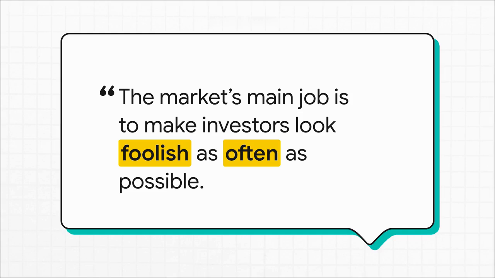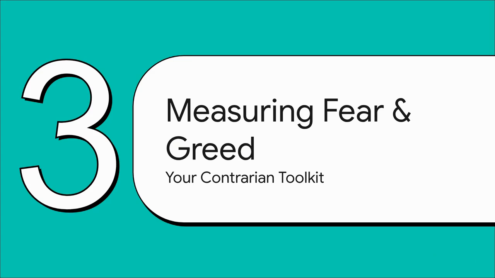And understanding that psychology is absolutely crucial. So, how in the world do you measure something as fuzzy as a mood? Well, we use some special tools that act as contrarian indicators. And all that means is that we're looking for those moments when the crowd gets way too extreme, either way, too scared or way too greedy, because that's often the exact moment when things are about to flip.